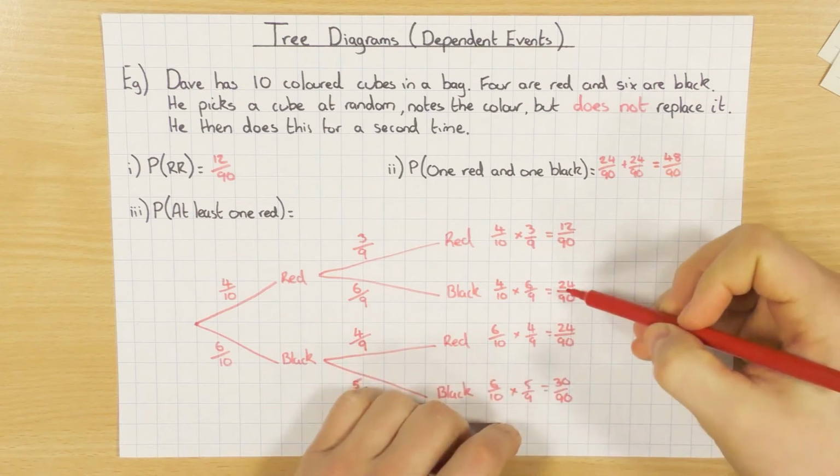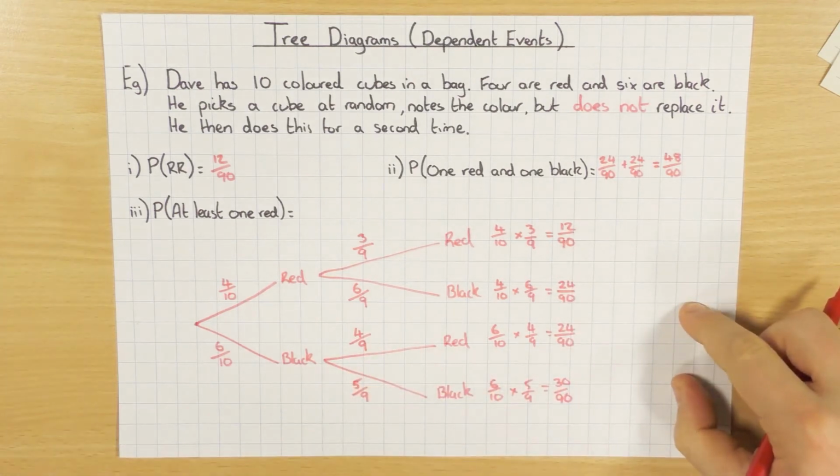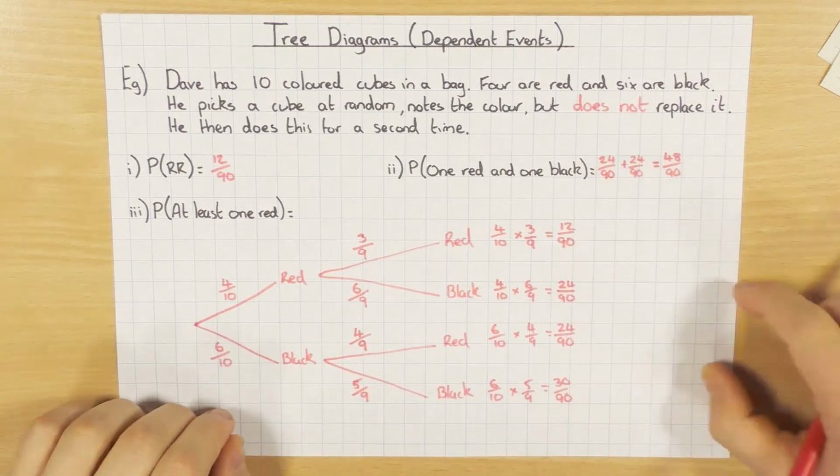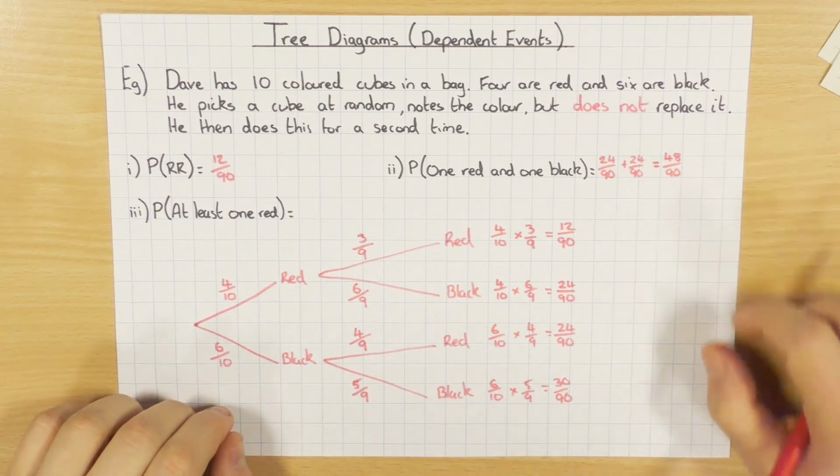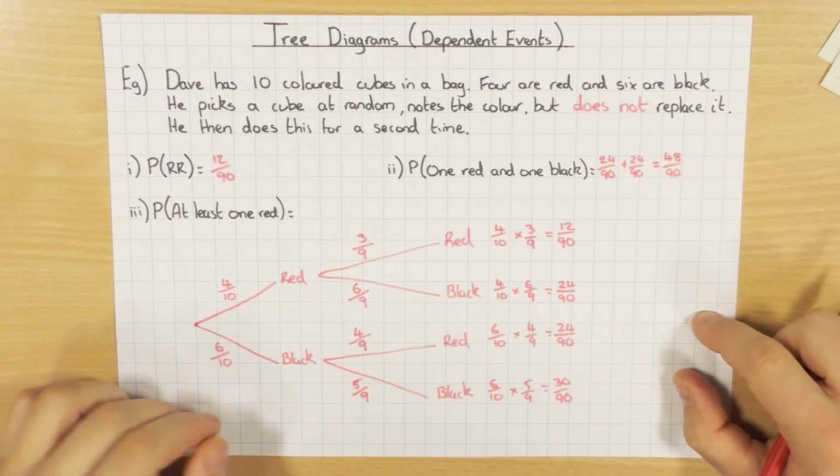That is the other reason why I don't simplify these answers, because if I do need to add them, I've already got the denominator the same. Okay, so that one would have been 48 over 90.